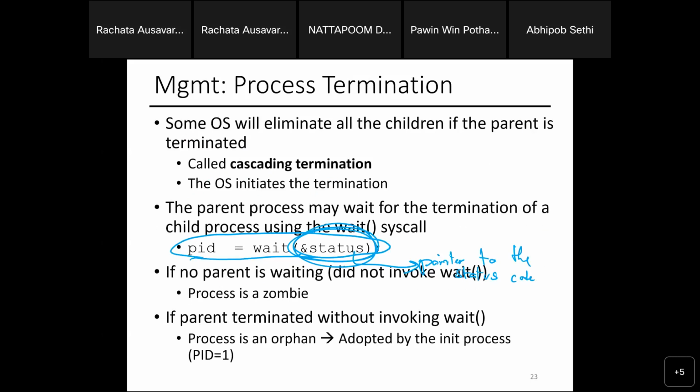If the parent terminated without invoking the wait, that process becomes an orphan, because the parent is not waiting for the child. The parent dies, and the process is adopted by the init process, systemd.